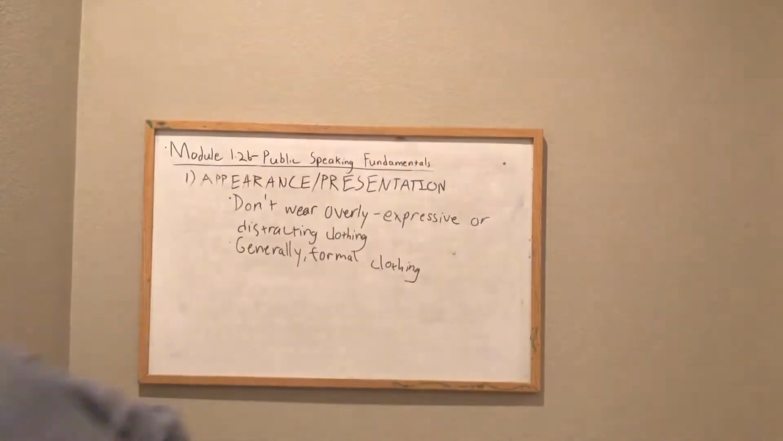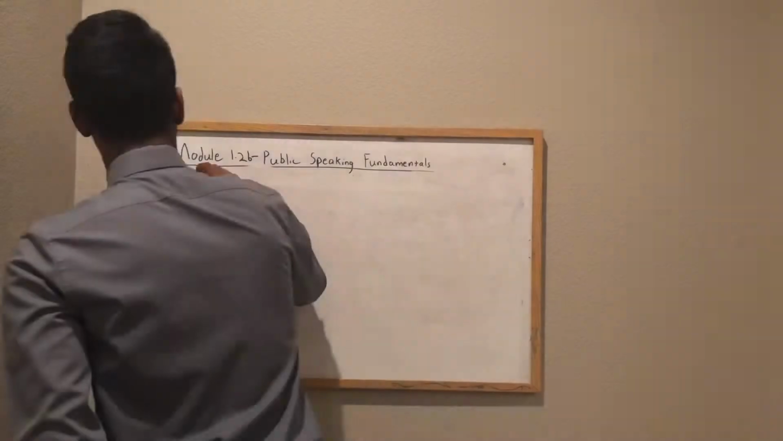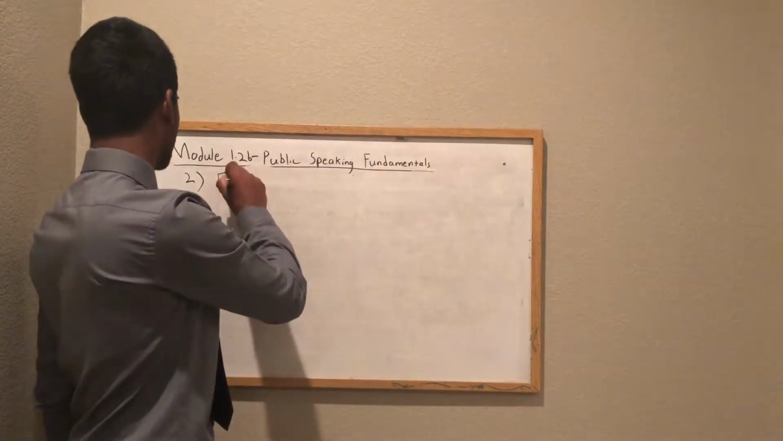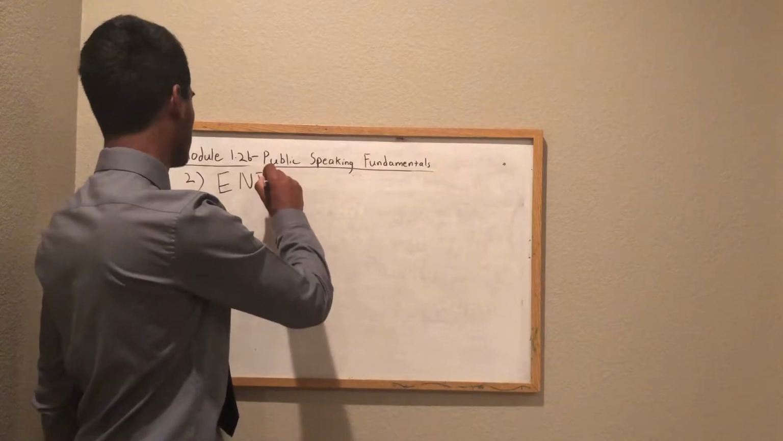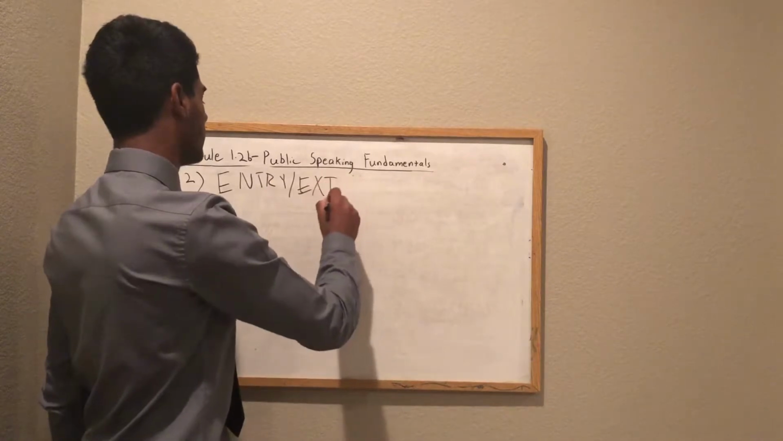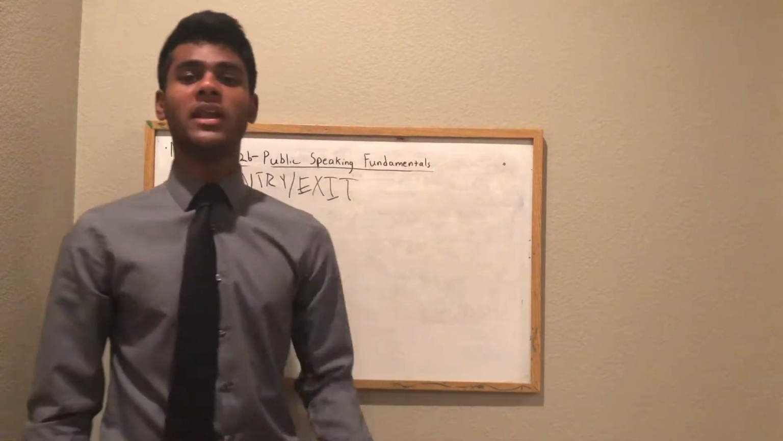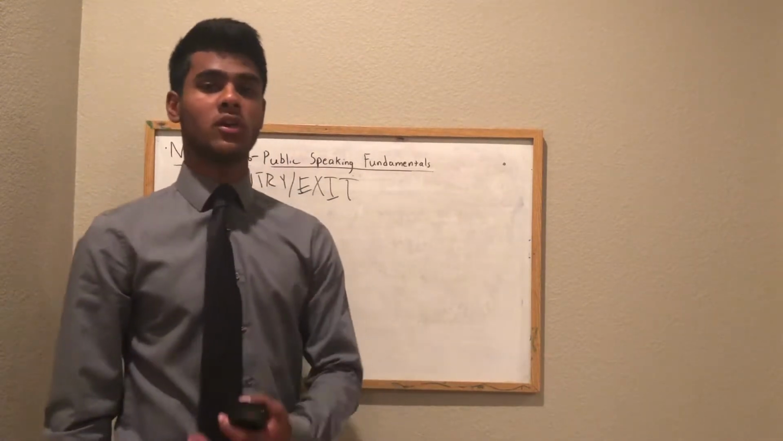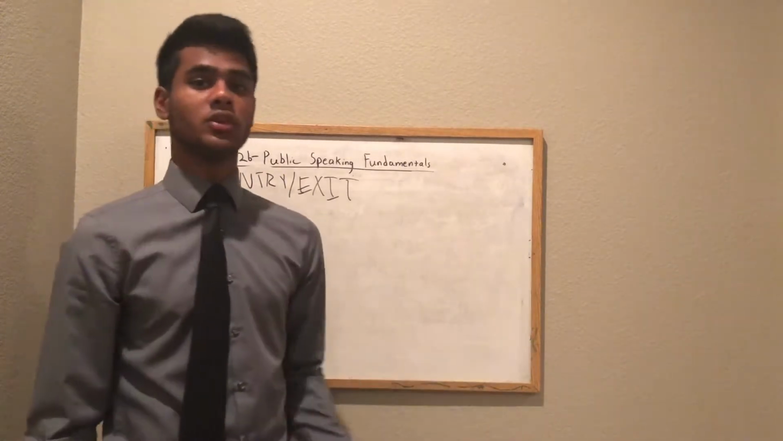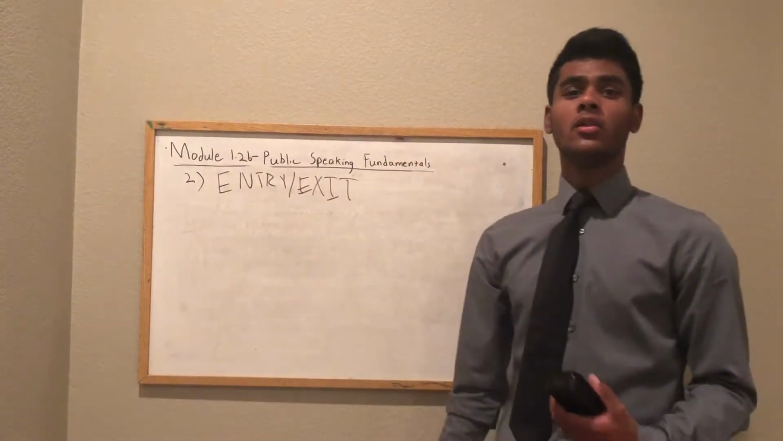Okay, get my eraser really quick. Let's move on to number 2. Number 2 is going to be your entry and your exit. So I'm just going to write really quickly here: entry/exit. Once again, this is very self-explanatory. This is the way you enter the stage, whether you're debating, whether you're giving a speech, whatever it is. The way you address your audience prior to giving your speech gives away a lot, right? So you want to enter the stage looking confident.